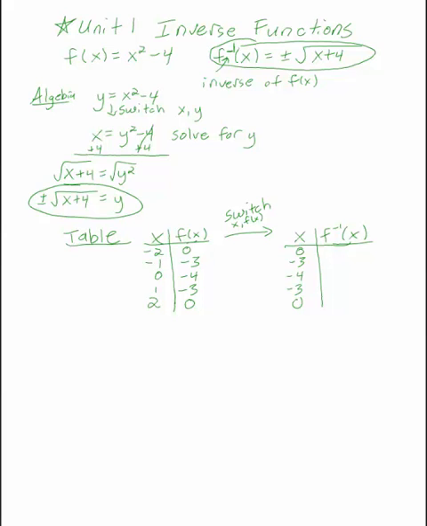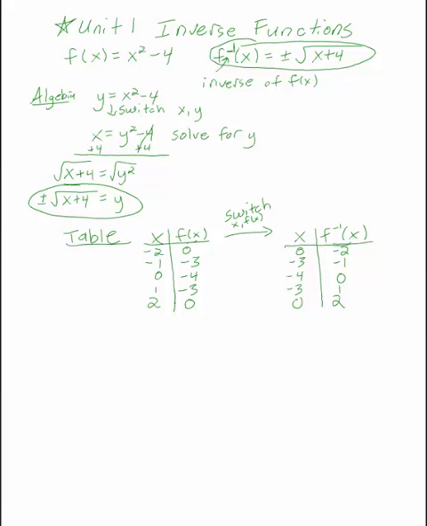And in the f inverse column, now I'm just going to write what I had for my x values before: -2, -1, 0, 1, 2. So I'm literally just taking the x and the y values and switching them. And that gives me a table for the inverse function. So that's how you can quickly take an original function and use the table to create a table for the inverse.